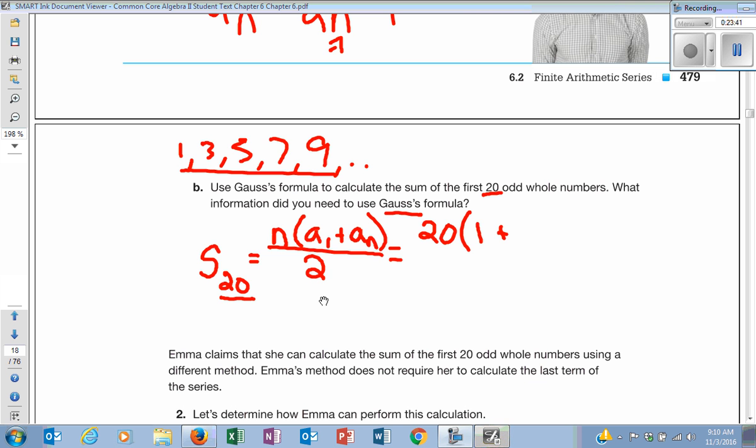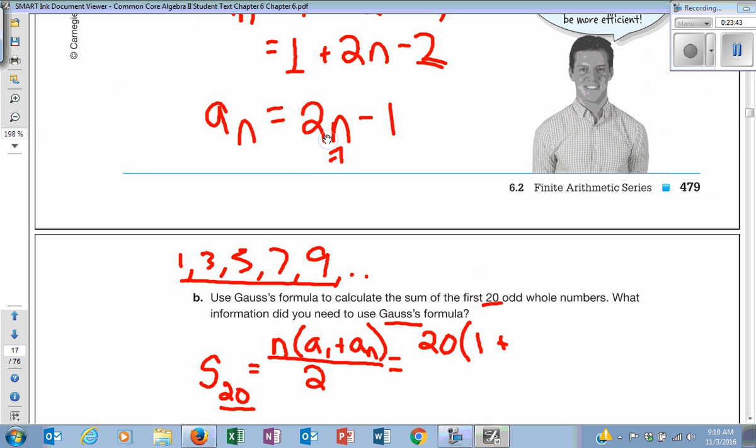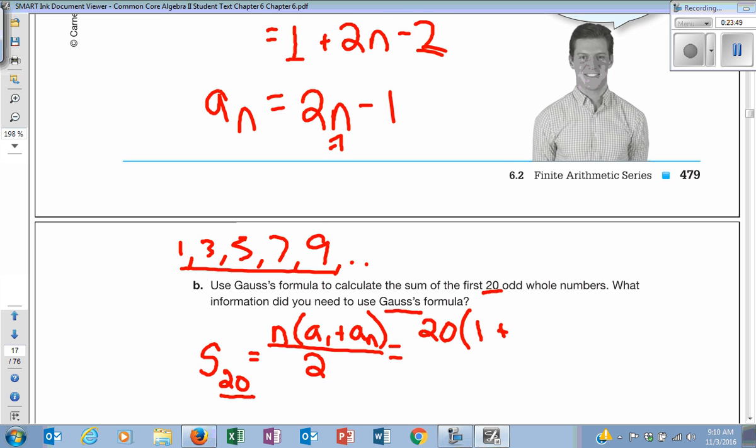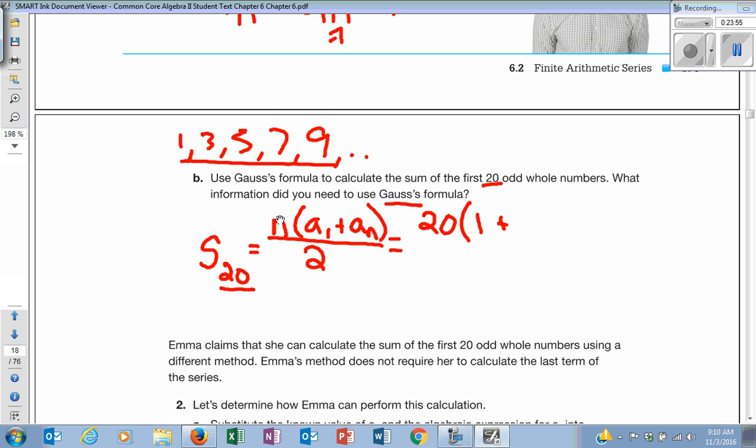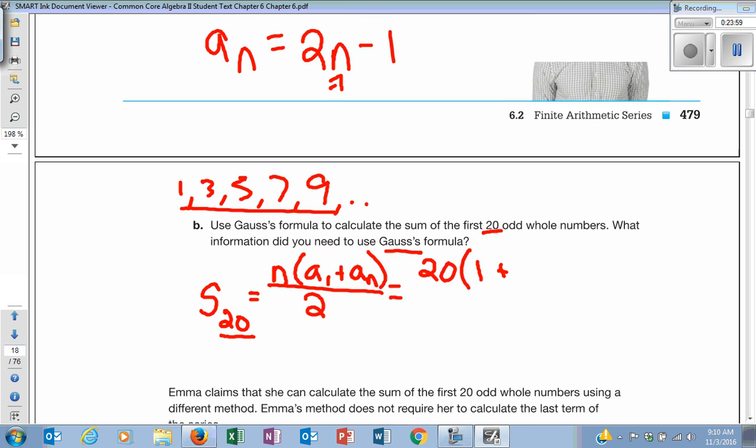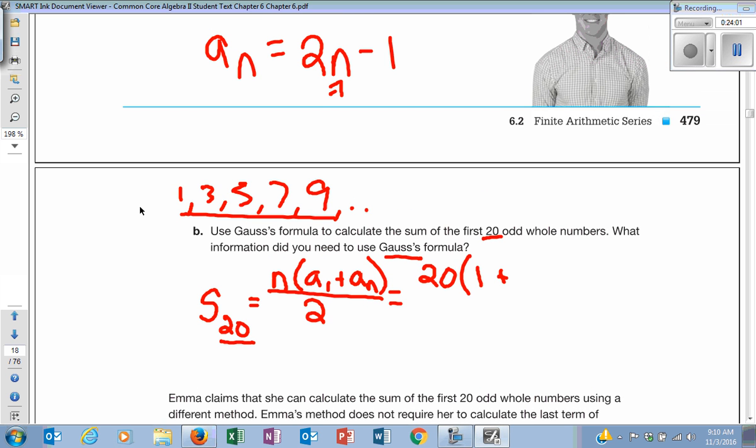If I go back here, this formula can help me find any number in that sequence. And I want the 20th one. I need to know the last one so I can plug that in here. So sometimes you have to go back and use those formulas. I have to figure out what my 20th one is. So I go 2 times 20 minus 1. 40 minus 1 is 39.